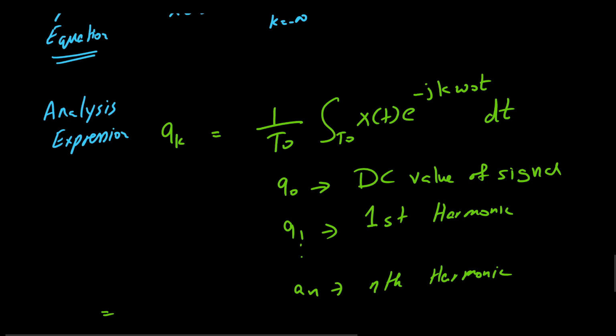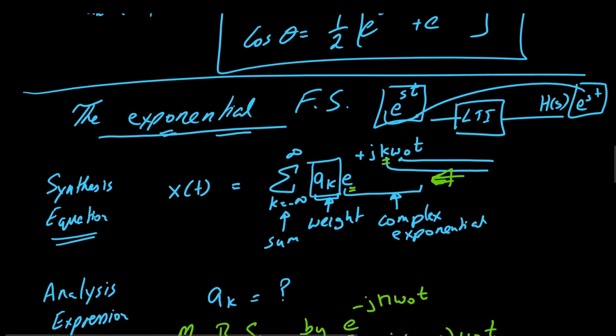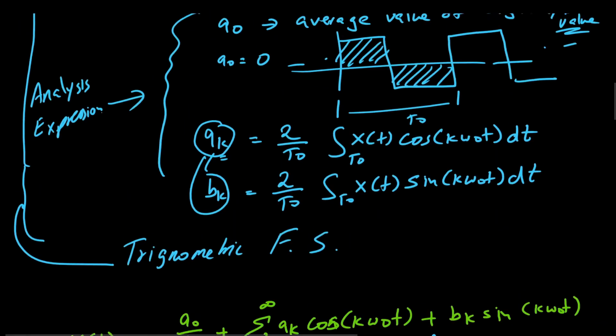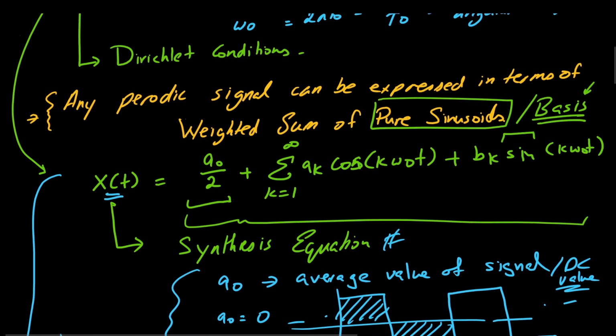Now you would be wondering, why do we have only three kinds of Fourier series? That is, trigonometric Fourier series, compact trigonometric Fourier series, and exponential Fourier series. In fact, you don't have just three Fourier series, but you can have an infinite number of Fourier series. The only thing that you need to consider is that you should have a weighted sum of orthogonal bases, that is, the signal should be projected or synthesized in terms of bases that are orthogonal.